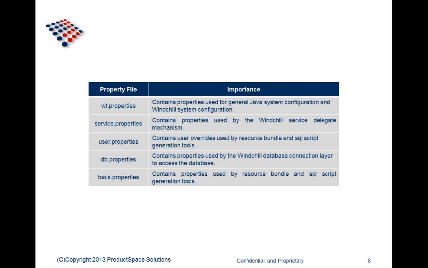And db.properties contains the properties used by the Windchill database connection layer to access the database. And you also have service.properties. It contains properties used by the Windchill service delegate mechanism.